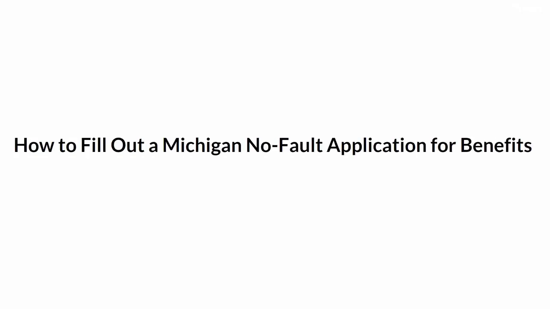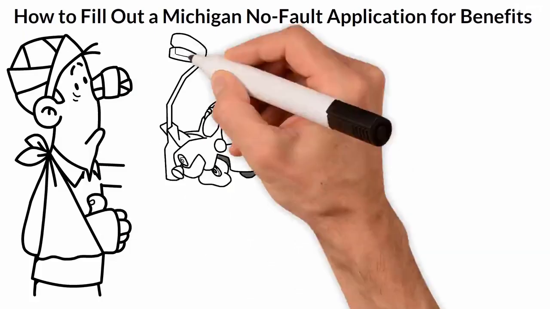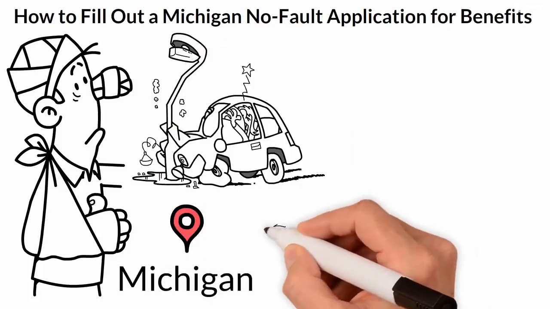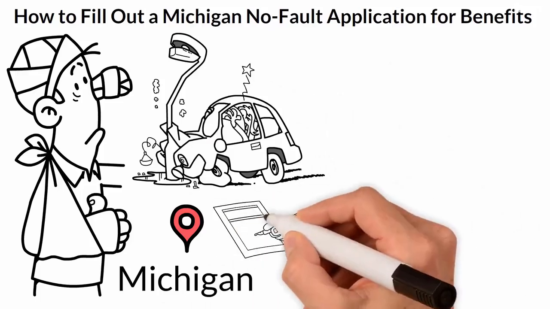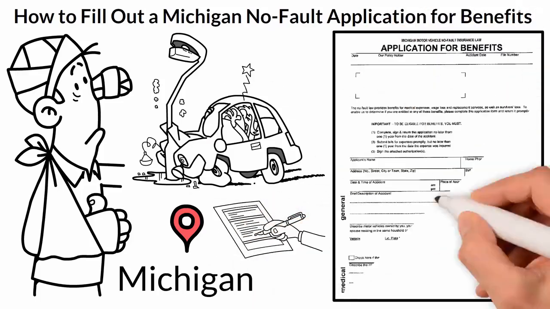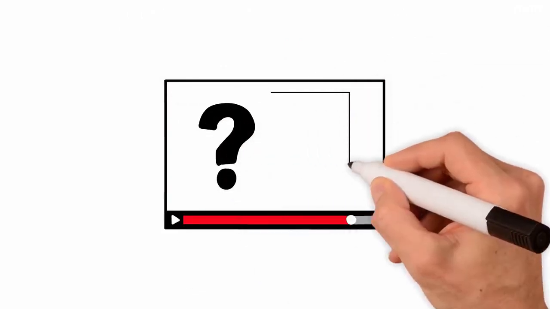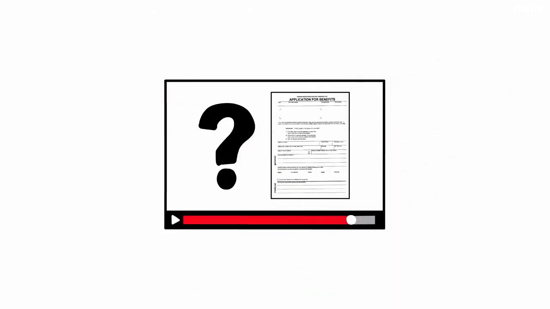How to fill out a Michigan no-fault application for benefits. If you were injured in a car accident in Michigan, one of the most important steps you must take is filling out your application for no-fault benefits. This video will explain how to fill out a Michigan no-fault application for benefits.